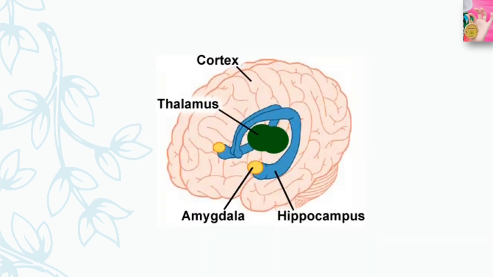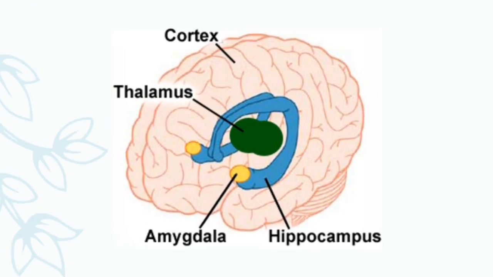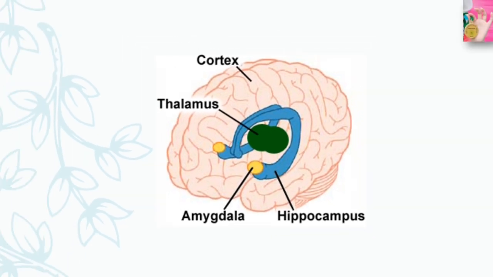I've included a diagram. You can see the transparent view of the brain that shows the hippocampus, the amygdala, the thalamus, and this other wrinkled surface is the cortex. So you can see the thalamus, the amygdala, and the hippocampus.